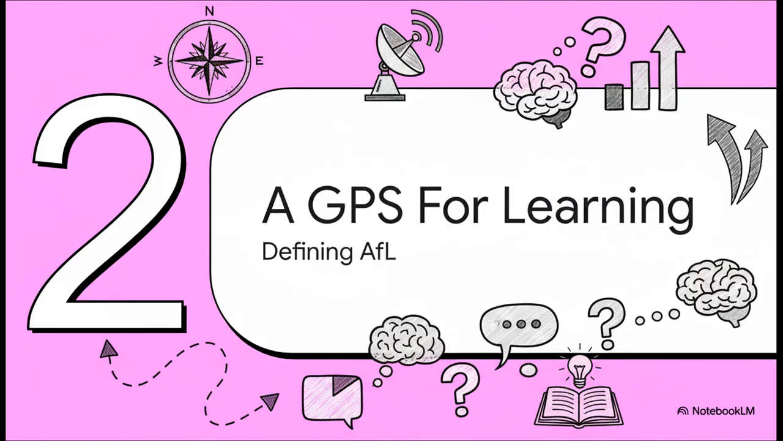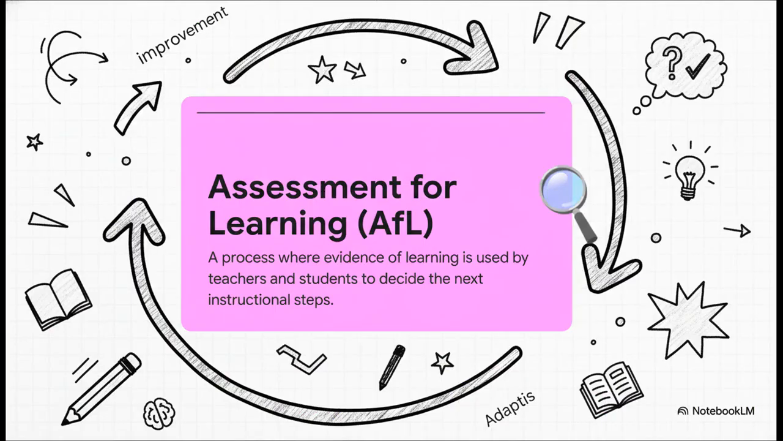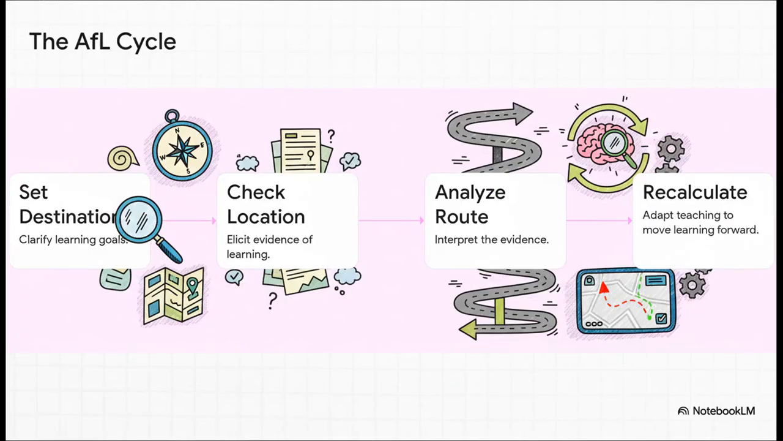So, let's talk about our GPS. This is what we call Assessment for Learning, or AFL for short, and it's a completely different way of thinking about how we check for understanding in the classroom. All right, so here's the more formal definition, and it comes from some groundbreaking work by researchers Black and William. The most important word here? Process. See, AFL isn't a single test you give. It's this continuous, ongoing loop of gathering evidence during a lesson and then using that info on the spot to adapt and improve.